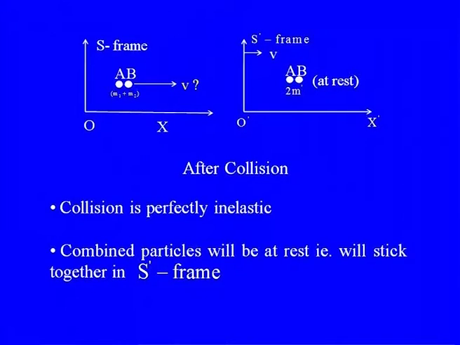Okay. So what happens after collision? Remember, the collision is perfectly inelastic. So what it means is the combined particles will be at rest and they will stick together in the S prime frame. They will stick together in the S prime frame and the total mass is 2 m prime and they are at rest. Now, what will be the velocity with which these things will be seen to move from S frame?